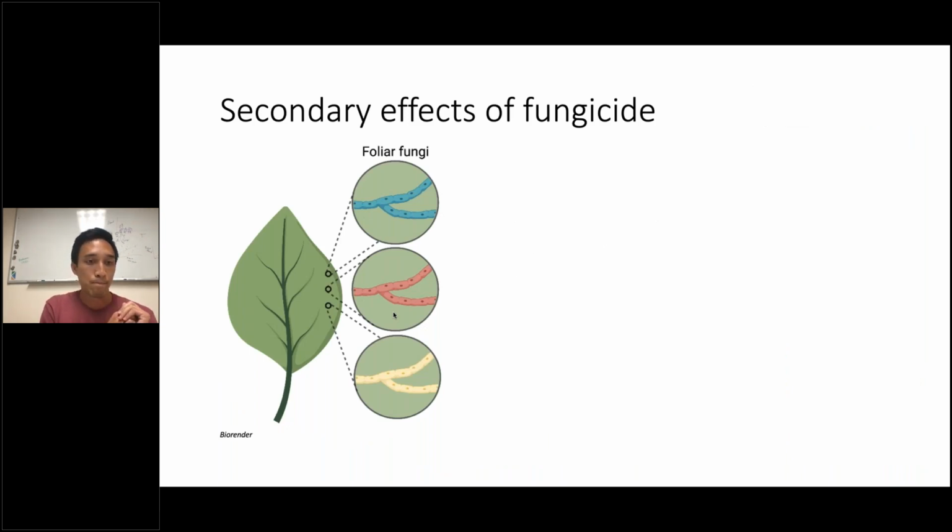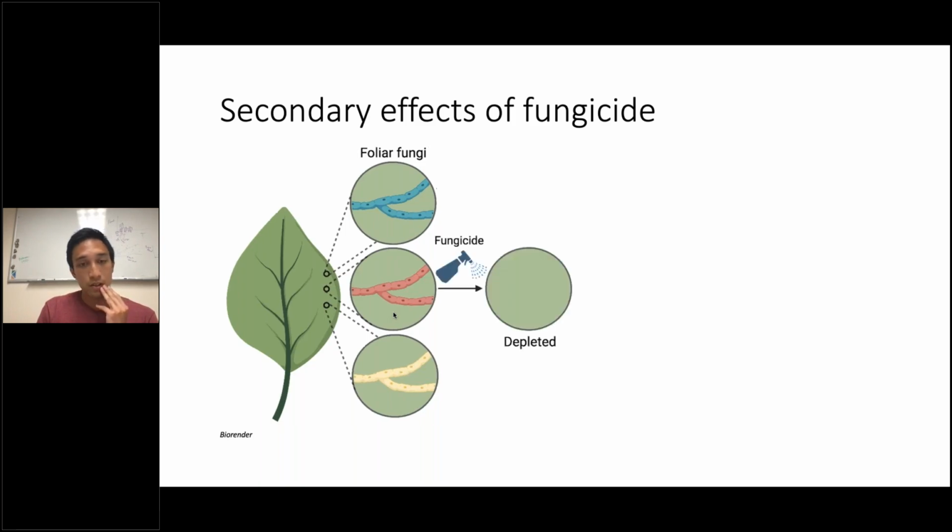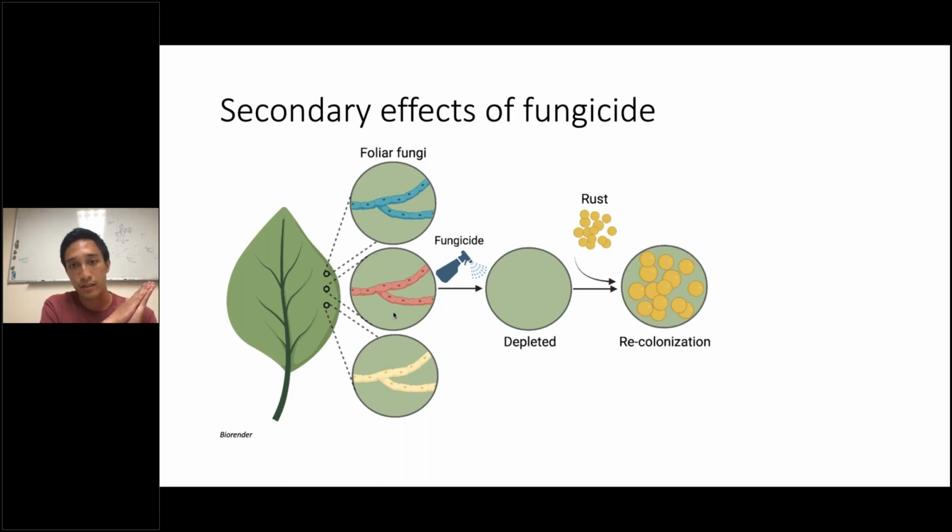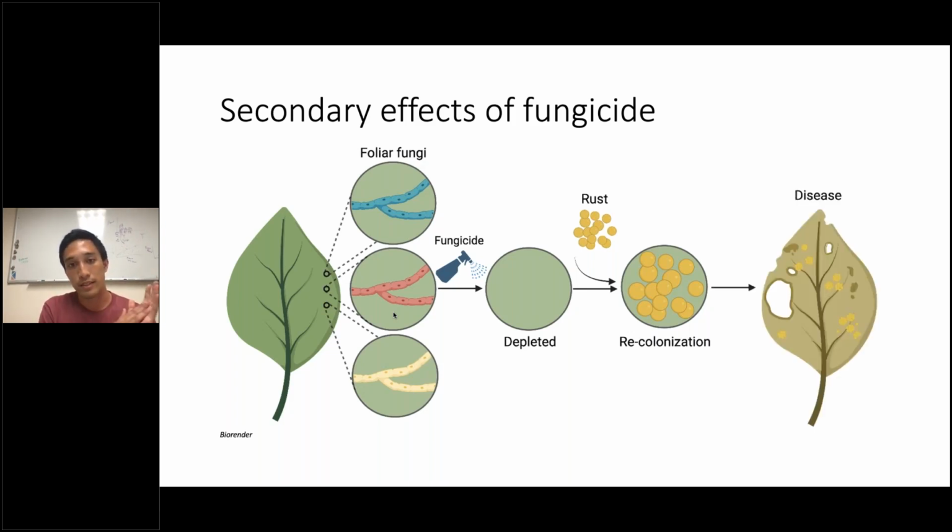From the work that we do in the Amend laboratory, we know that within leaves there are thousands of fungal species, and a lot of them are beneficial. So by applying fungicides to these leaves, you actually create a depleted microbiome. You're getting rid of all of these potentially beneficial fungi, and this basically allows free real estate for Myrtle Rust to recolonize and eventually cause disease.